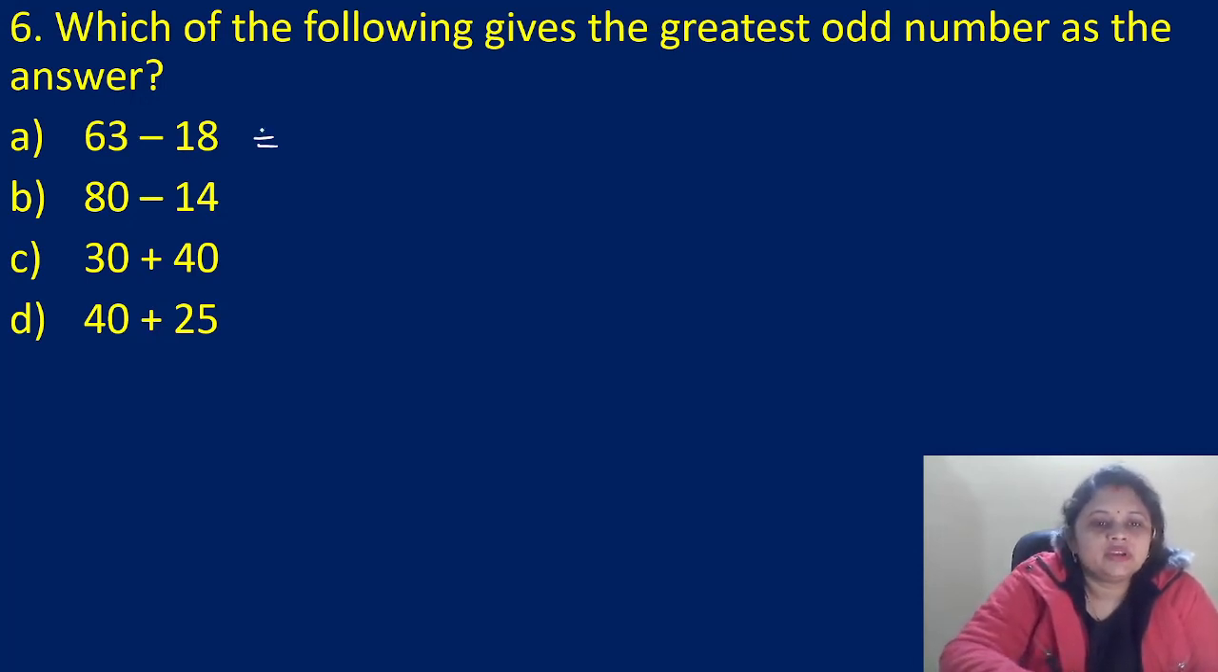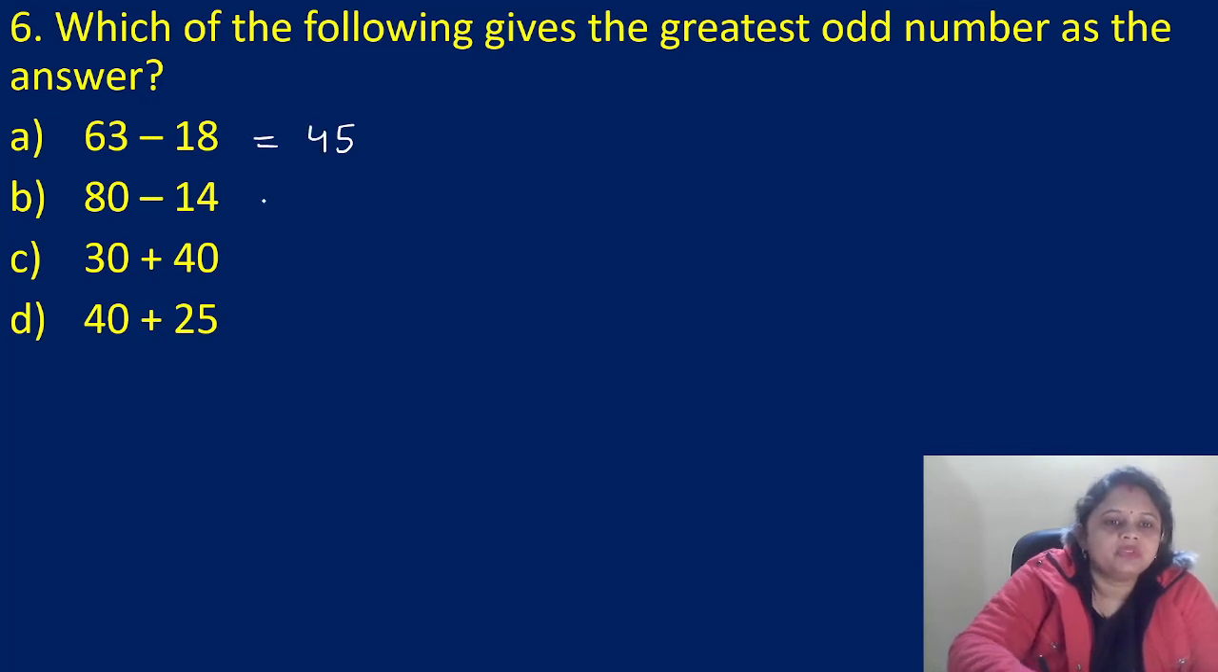Okay, so here 13 minus 8 is 5, then 5 minus 1 is 4. Here 10 minus 4 is 6, 7 minus 1 is 6. 30 plus 40 is 70, 40 plus 25 is 65.